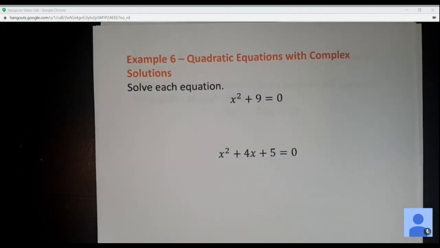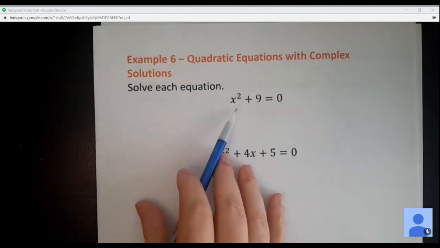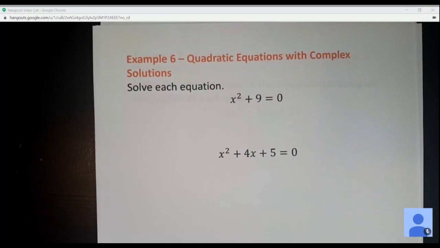All right. So this is where this is really going to come in handy for us. Like I said, when we jump back into chapter 3, is actually solving some of these things and finding zeros of some of our polynomials. So let's take a look at this equation. So we got x squared plus 9 equals 0. Give you a minute just to get that copied down.